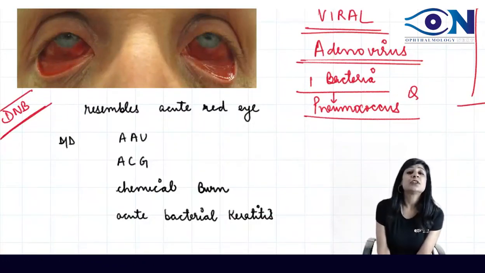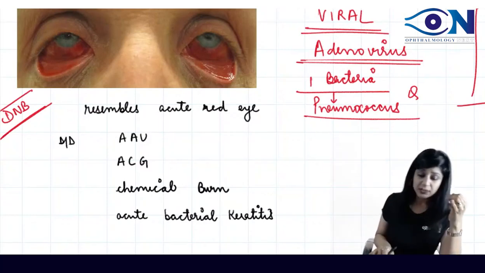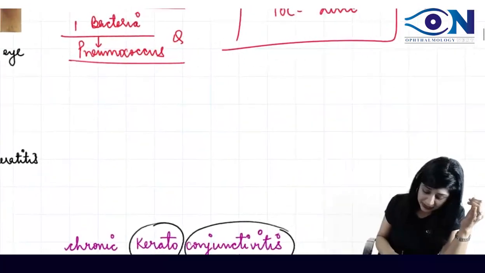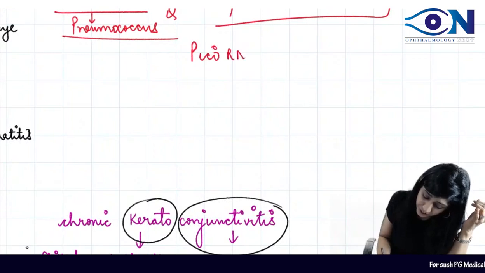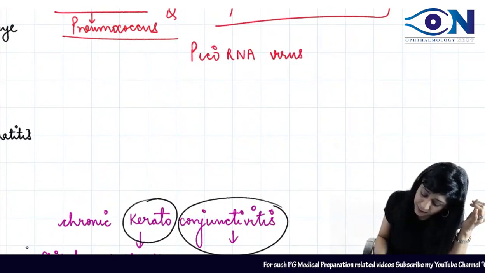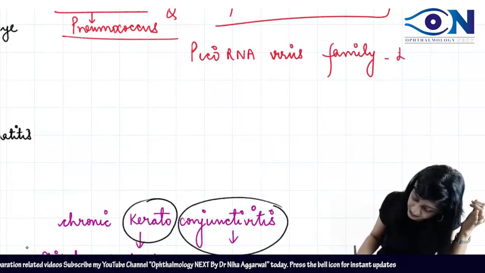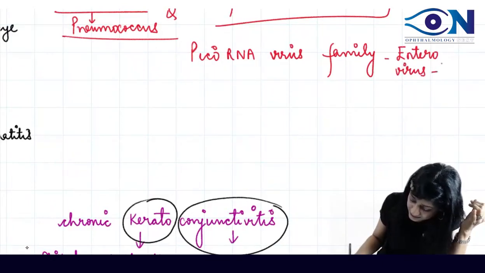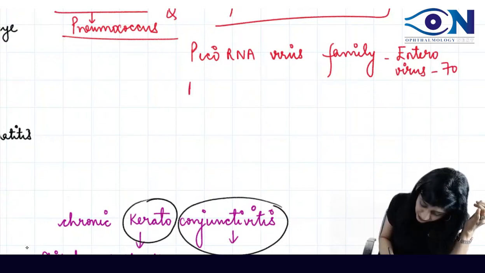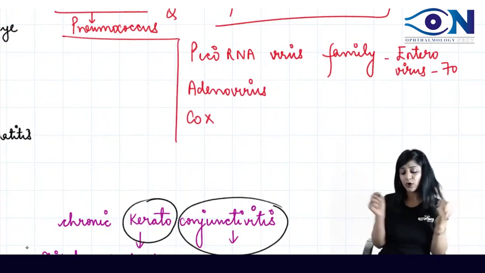Now, when I talk about acute hemorrhagic conjunctivitis, again, a lot of questions come from this. What is causing this acute hemorrhagic conjunctivitis? It is caused by the picornavirus family, especially by the enterovirus type 70. Then we can have the adenovirus and then we also have the Coxsackie virus. Always remember we have these three.